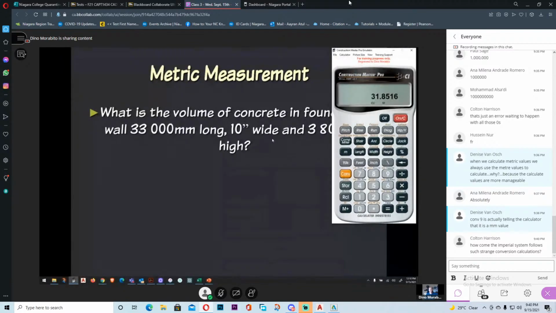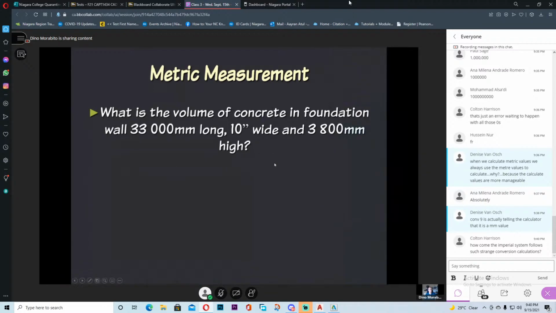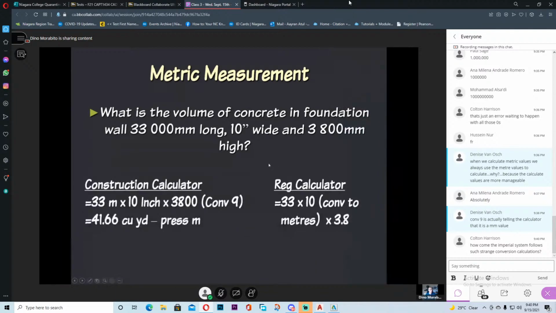So we can mix units in the calculator. We can mix even formats. We can go in with imperial format and metric format, combine them in a calculation, and it will come back and give you the correct answer. Okay, 31.85, I'm thinking that's what the answer is. 41.66 cubic yards, 31.85 cubic meters. Again, with your regular calculator, you had to convert your 10 inches into meters. You had to do a lot more work here.